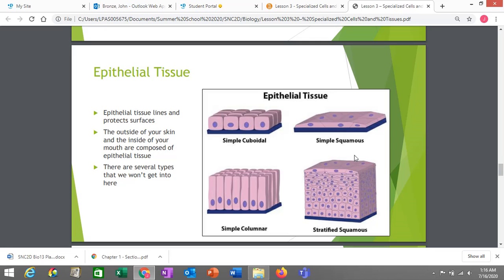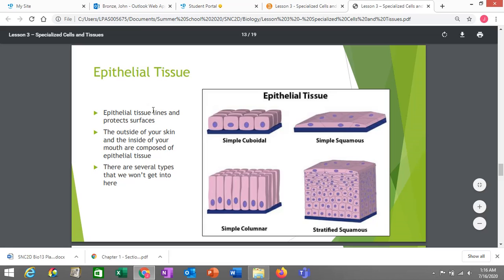Okay, epithelial tissue. Epithelial tissue lines and protects surfaces. So you can think of your skin. If you want to think of the inside of your body, think about the digestive tract, right? The part that the food actually contacts as it's moving through will be epithelial tissue. The smooth muscle tissue that pushes the food through your digestive tract will not actually be contacting the food. It will be underneath the epithelial tissue. So these tissues line surfaces both inside and outside of your body. We have a few different types here. I'm not going to expect you to know these.